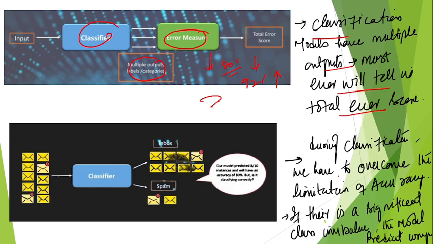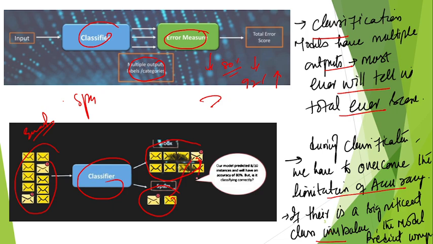During classification, we have to overcome the limitation of accuracy when there is a significant class imbalance. For example, this is my classifier and this is my email, in which I have got a regular mail and a spam mail. So here we have got the inbox and the spam mail. This should go there and this should come here. Our model has got 8 out of 10, that is my accuracy is 80%. I need to increase my accuracy to 90 to 91%. Then only can I feed it in.